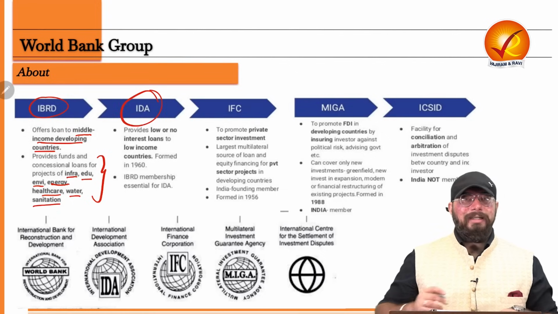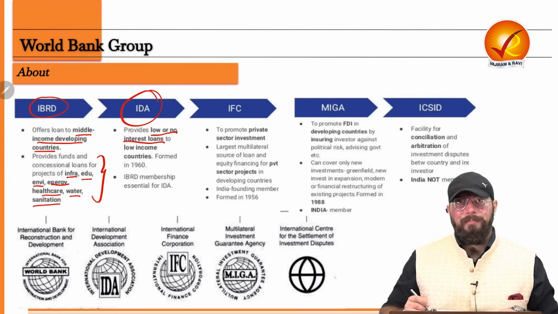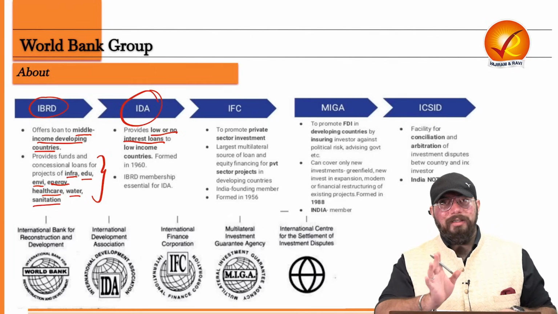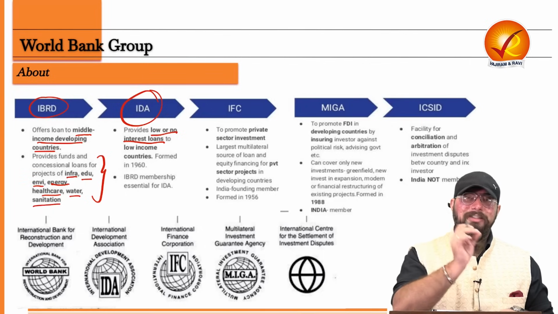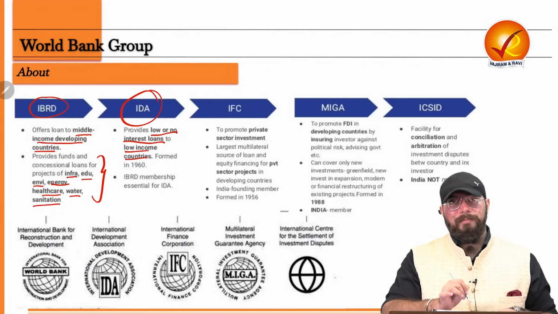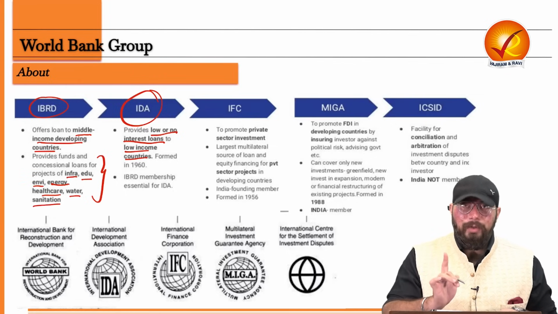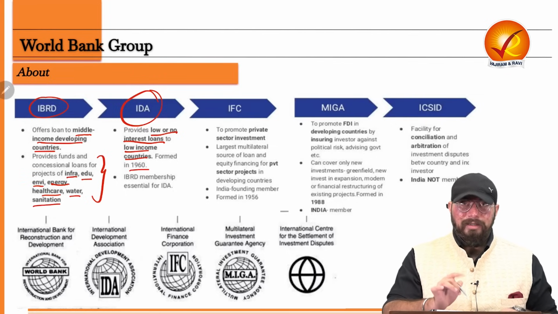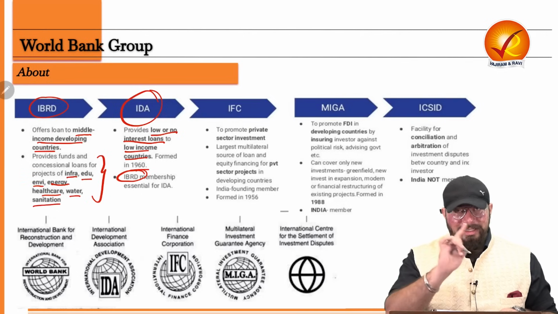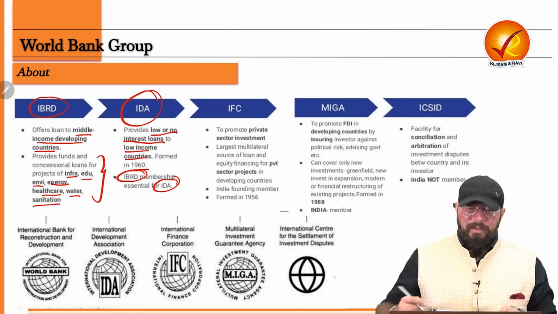Now, what is this IDA? IDA is International Development Agency. It provides low or no interest loans. Usually, they are of no interest rate, or if there is an interest rate, it is very, very minimal, very low. These loans go to low income countries. IBRD provides to middle income countries, IDA provides to low income countries. It was formed in the year 1960. And one very important fact for your prelims: IBRD's membership is essential to become a member of the International Development Agency. So this is about your IDA.